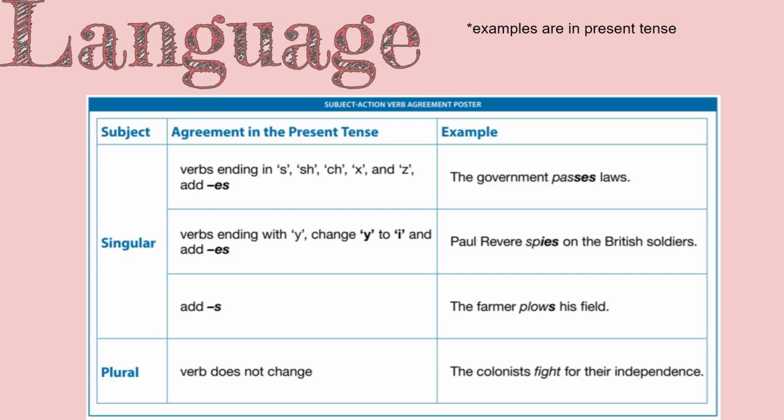If the verb ends in a Y, we're going to change the Y to an I and add ES. So Paul Revere spies on the British soldiers. If it ends in any other letter, not mentioned above, then we're just going to simply add an S, like the farmer plows his fields. If the verb is already plural, we're going to keep it and not make any changes. So the colonists fight for their independence.